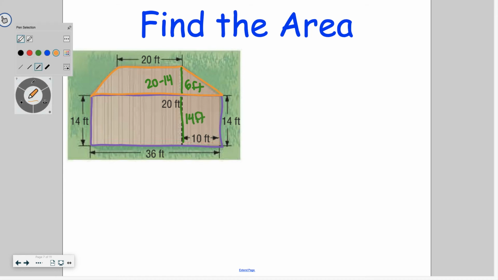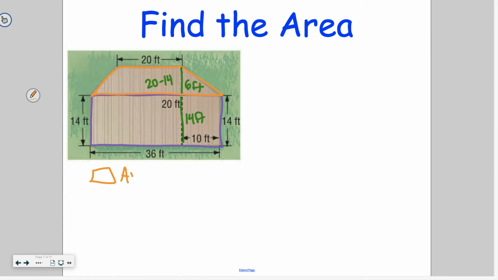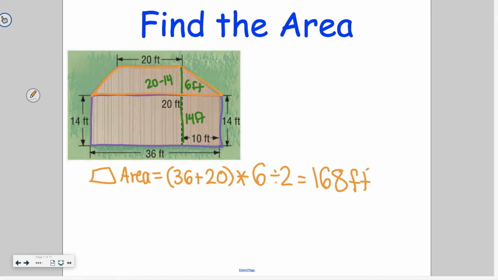So then, to find the area of my trapezoid, I'm going to say I've got base 1, so that bottom part, which is going all the way across here, is 36 feet. So I've got base 1 plus base 2, that top part, which is 20, times the height, which we figured out was 6, divided by 2. When I plug that into the calculator, I am going to get an answer of 168 feet squared. So that's going to be my area for that trapezoid.